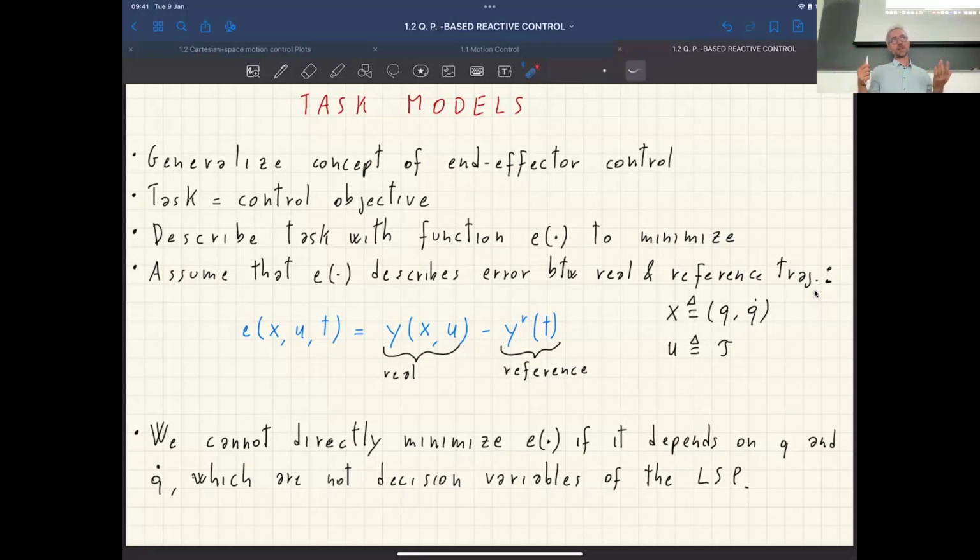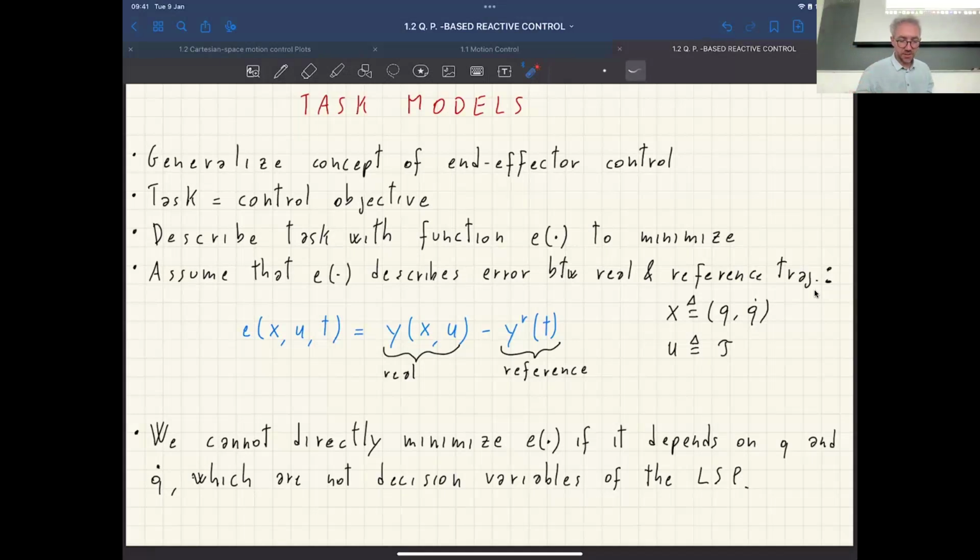So if we are in one of these situations where we want to control these quantities, which are not exactly an end effector position or orientation, then we need to generalize a bit the concept of Cartesian space control. And this is exactly what task space control does. So I think it's a quite small step, conceptually speaking, but it's one that we need to do.